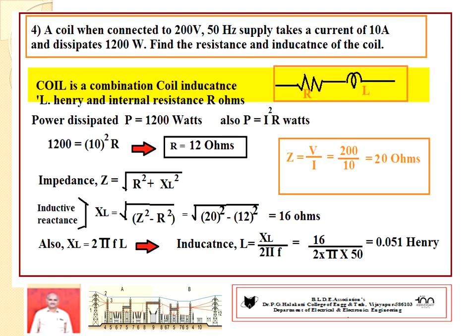Once you know XL, this inductive reactance XL is also equal to 2 pi FL, where L is the inductance of the coil. Hence, inductance of the coil L equal to XL divided by 2 pi F. It should be equal to 0.051 Henry.